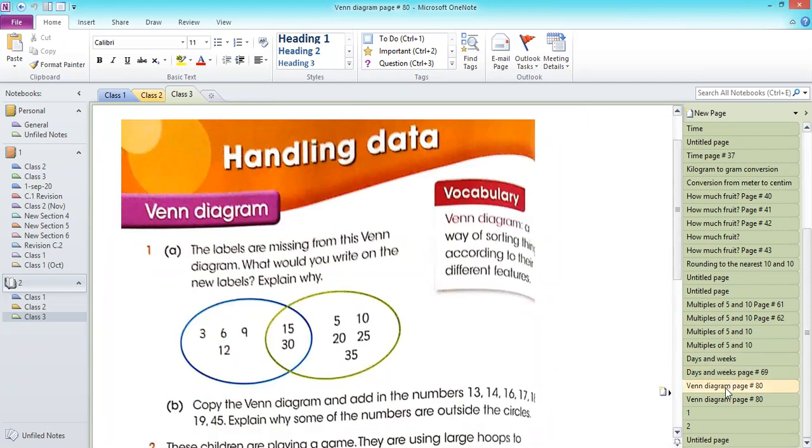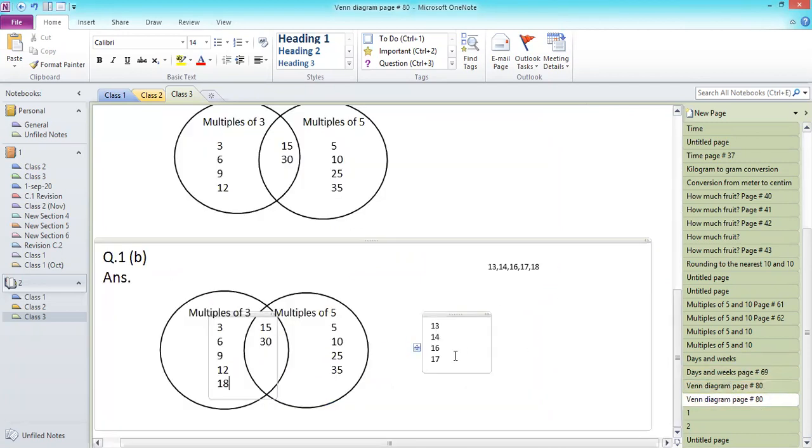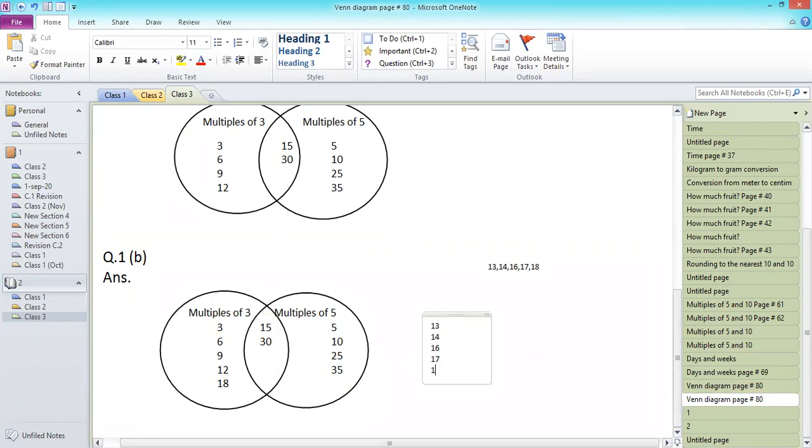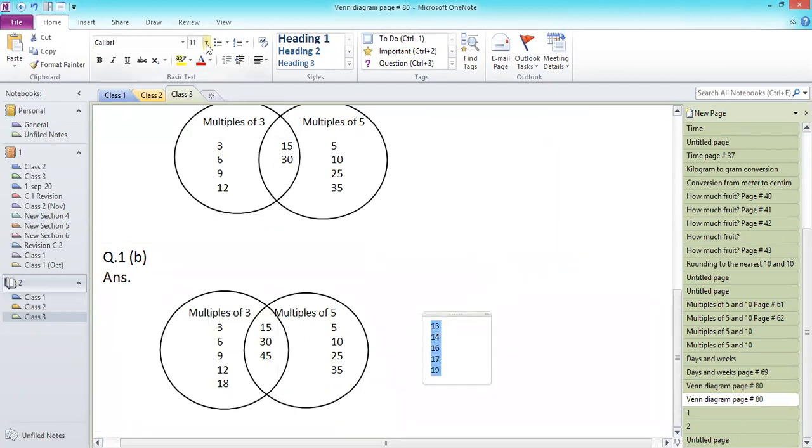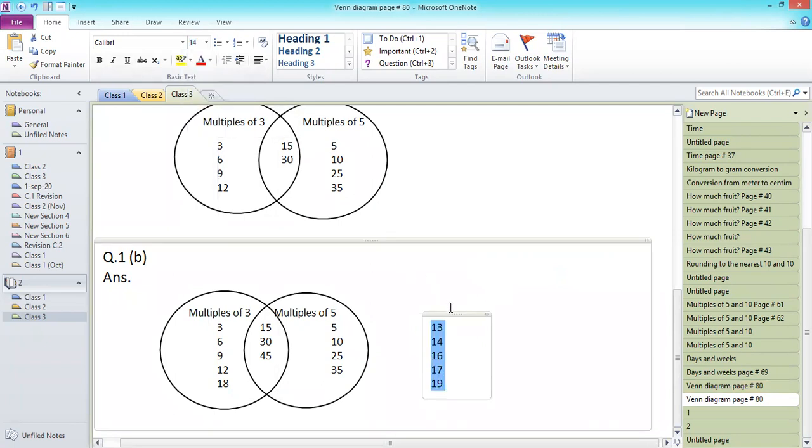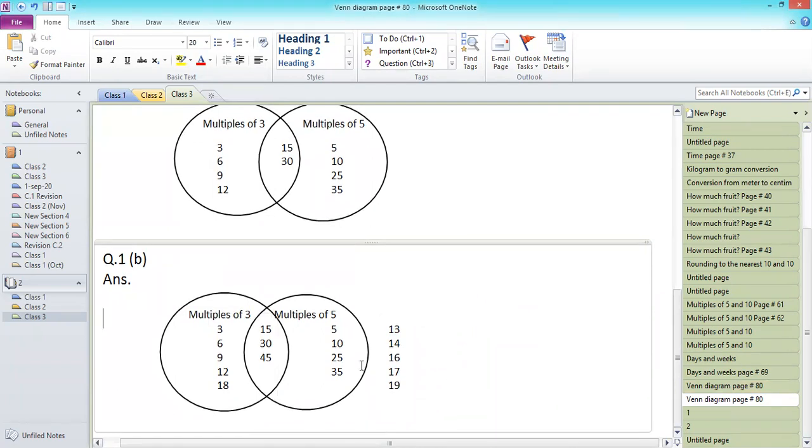Now the next number is 19. So we will write 19 also outside. And 45 is a multiple of 3, so we will write 45 here. So this is the answer, guys. This is your answer. These are all outside the circle because they are not multiples of 3 and not multiples of 5, and you have to write the reason here.